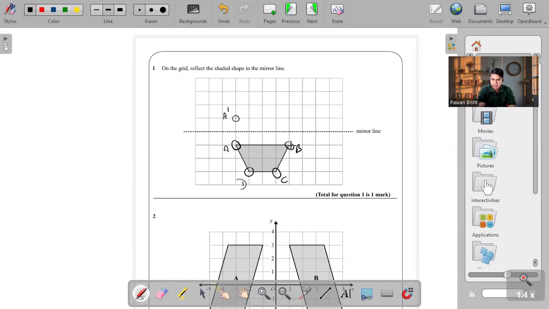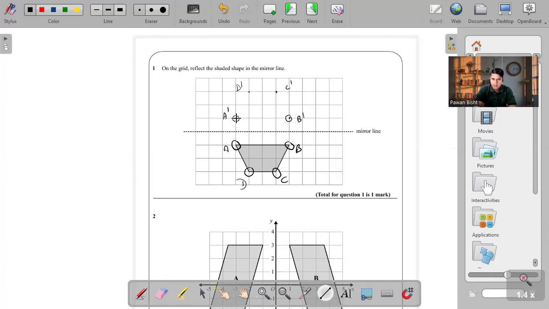That will be A dash. If this coordinate is B, then the other coordinate will be one unit above it. That will be B dash. This is C. How many units down? 1, 2, 3 units down. So from here 1, 2, 3 units up. That will be C dash. And this is again 1, 2, 3 units down. So 1, 2, 3. It will be D dash.